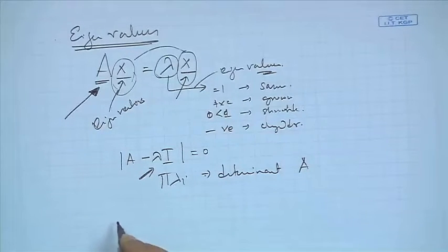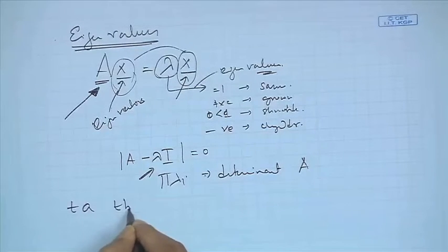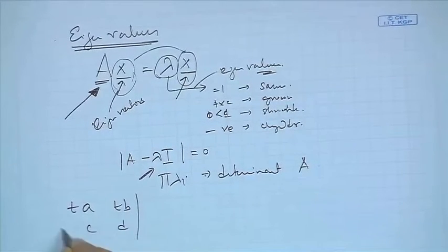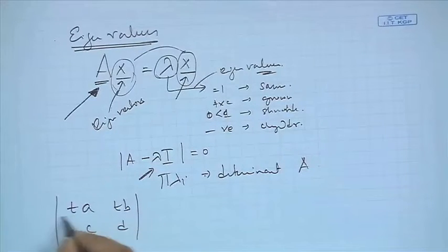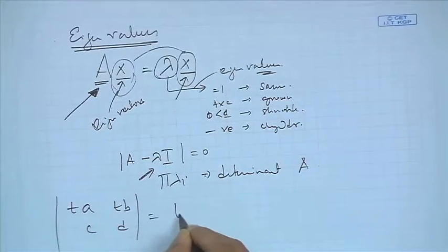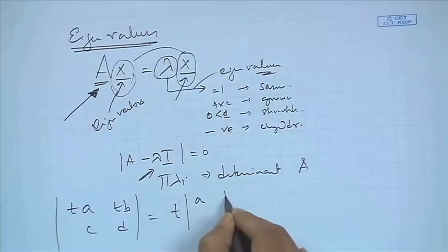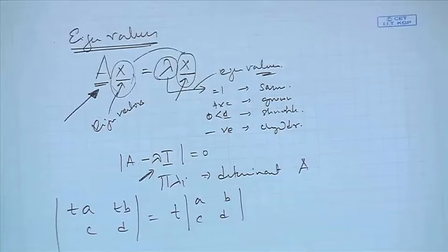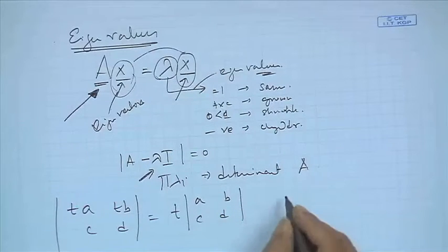The other important thing about determinants is, if we have t times A, t times B, and C, D, that means I am multiplying one row by a certain t, and taking the determinant, this is equal to t times the determinant of A, B, C, D. If I multiply a whole matrix by t, all the rows get multiplied. The determinant is the determinant of the original matrix multiplied by t to the power of n.